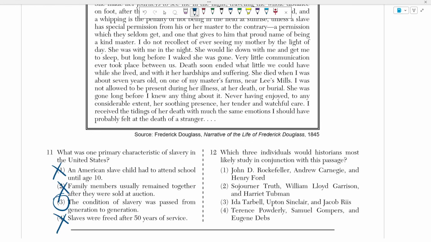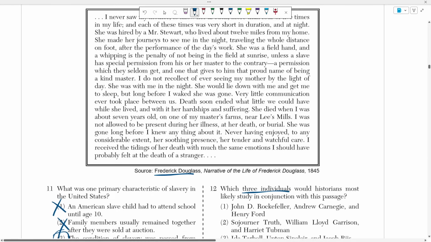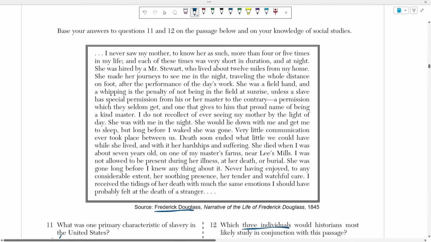Question 12. Which three individuals and historians would most likely study the conjunction in this passage? So this is from Frederick Douglass, who was a very big abolitionist. In essence, which three individuals would agree with and study what Frederick Douglass had to say? You don't need to read this to understand this question. You need to know that Frederick Douglass was a very big abolitionist. He hated slavery. He opposed slavery with every bit of himself, and he would often publish papers and writings. He was a former slave who got freed, and he spent his entire life saying that slavery is terrible. This is my experience with slavery. Slavery not only doesn't make any sense, but it's also un-American. So he posted and gave speeches and published all of these writings to sway America toward abolishing slavery.